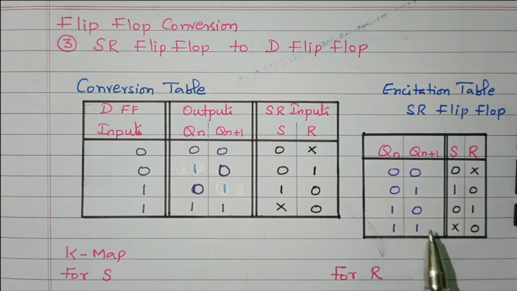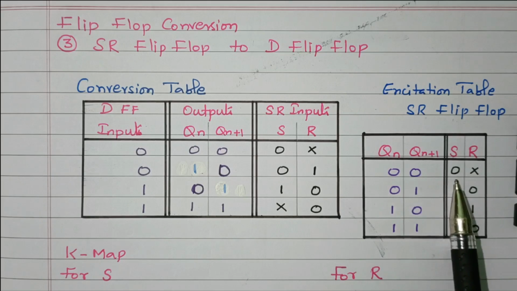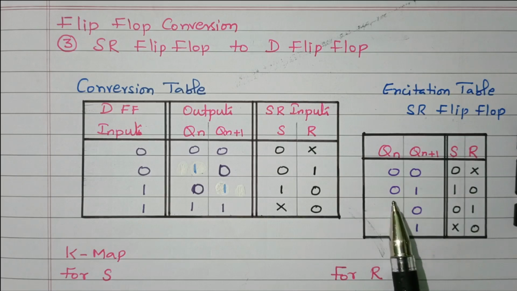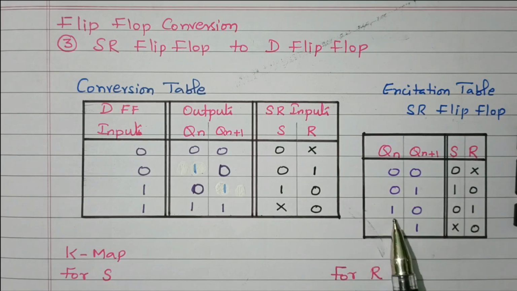So this is the SR flip-flop. 0 0, present state 0, next state 0, means we need to give the input as 0 X. S is 0, R is X. R X means 0 or 1. It may be 0 or 1. Suppose 0 1 we need. Present state 0, next state 1, means the input we need to give is 1 0. S is 1, R is 0. 1 0.